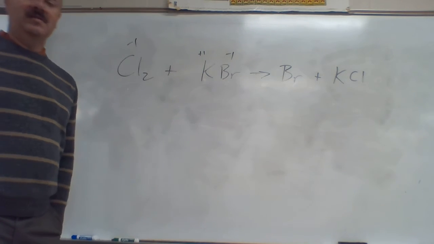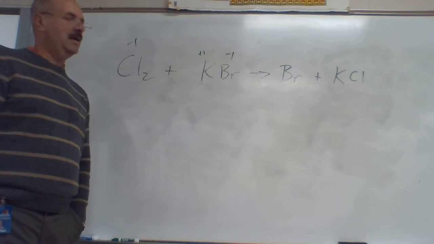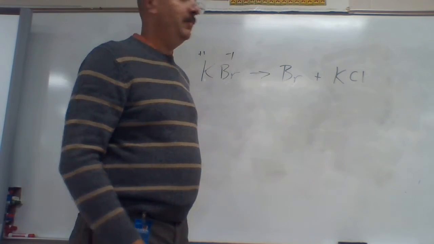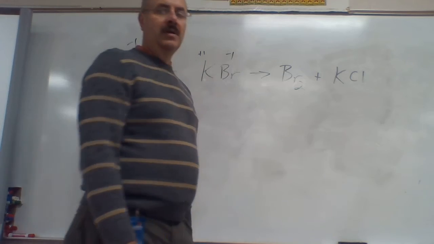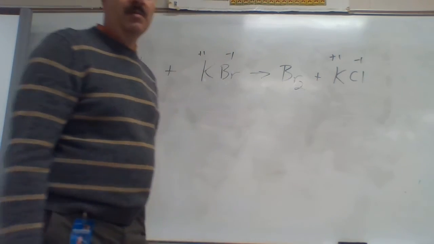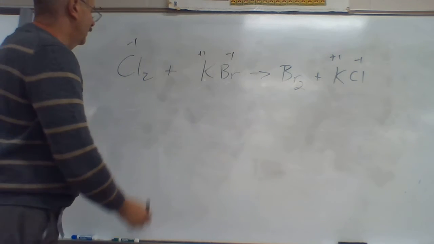Don't bring any numbers across. Nothing came from the polyatomic ion page. Now look at this guy. He goes, Br, is he diatomic? Yep. So I put a 2. K is +1, Cl is -1, so there's my formula for that guy. All right, now I got to balance it.